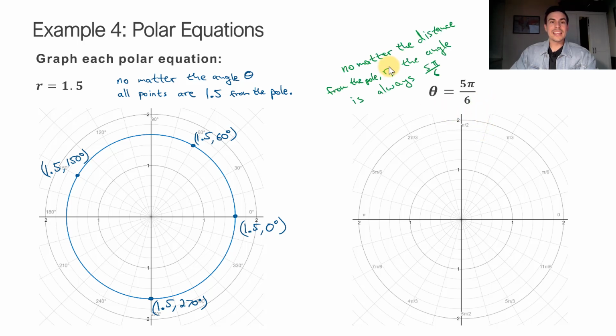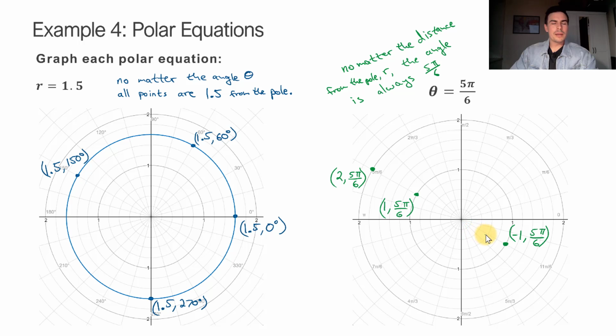So what this is saying is that no matter the distance from the pole, no matter what my r value is, the angle is always 5π/6. So I've got a couple of points here, (2, 5π/6) and (1, 5π/6). I'm starting at my polar axis, rotating 5π/6, and I go out 2, or I can go out 1. But what about if I go out negative 1? Negative 1, 5π/6 lands me over here.